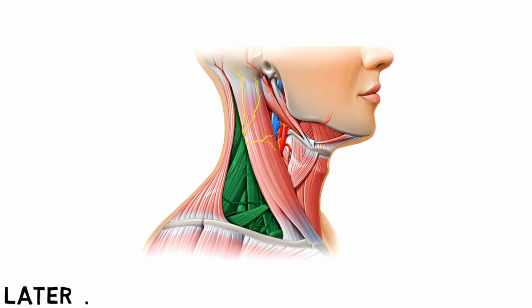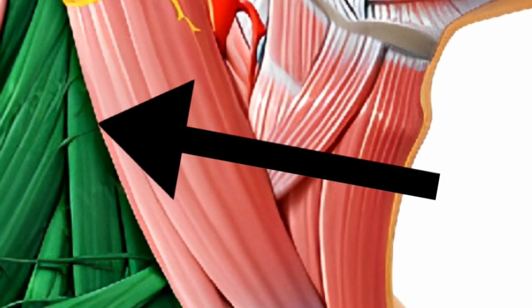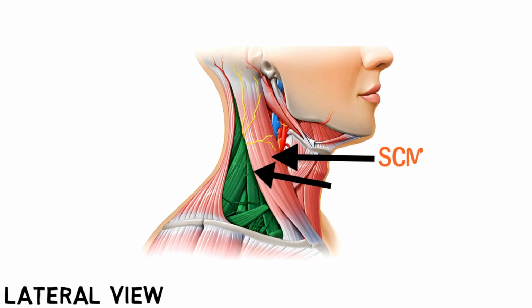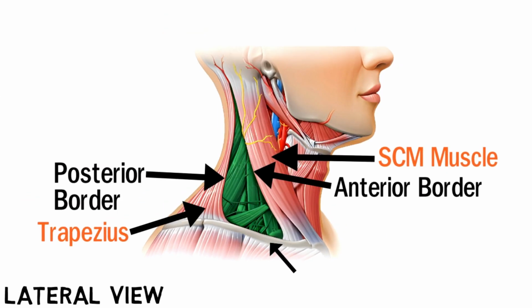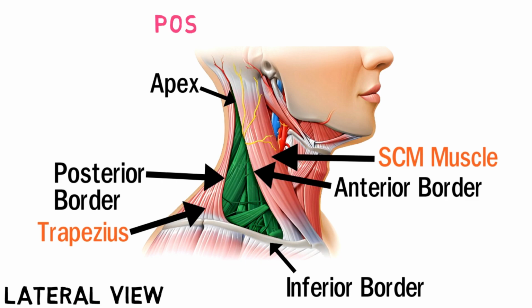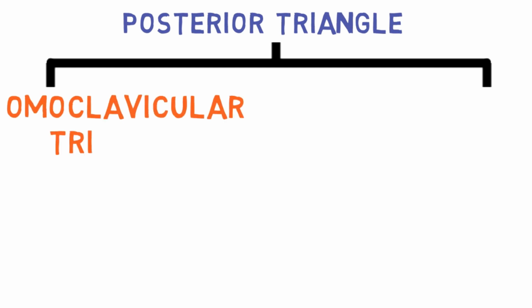Let's have a look. This is the lateral view of the neck. This is the posterior border of the sternocleidomastoid that makes up the anterior border. This is the anterior border of the trapezius that makes up the posterior border. This is the middle third of clavicle between the trapezius and the sternocleidomastoid that makes up the inferior border. And this is the apex, formed where the sternocleidomastoid and trapezius meet on the superior nuchal line of the occipital bone. So this is the posterior triangle of the neck. The posterior triangle has two subtriangles in it, that are the omoclavicular triangle and the occipital triangle.